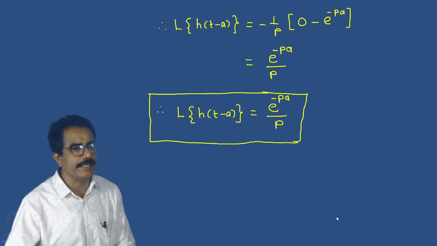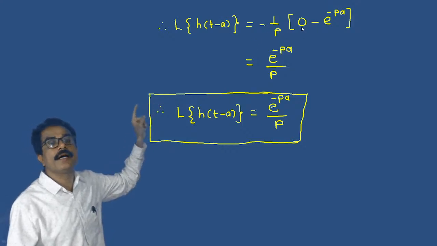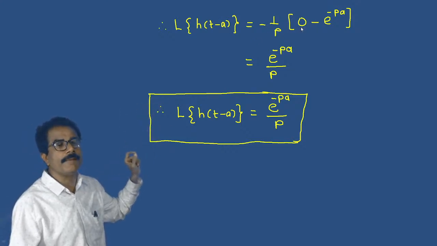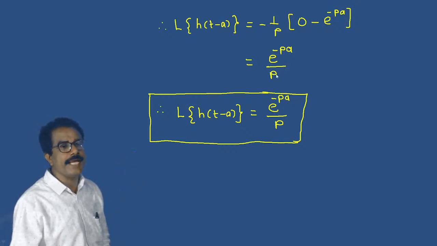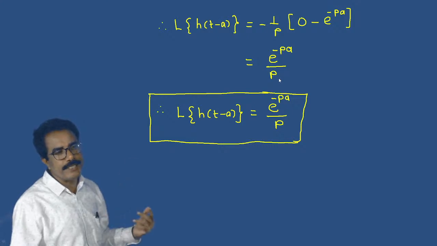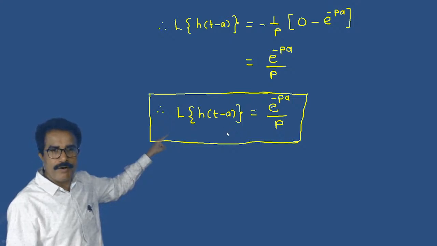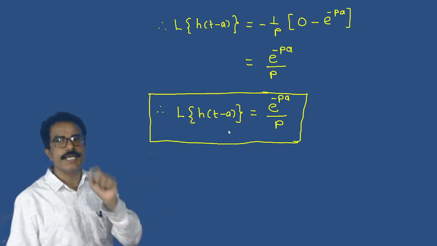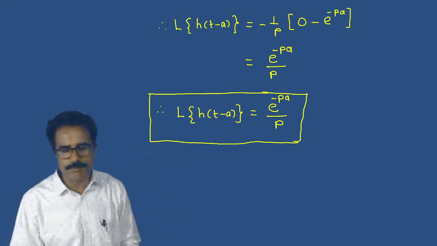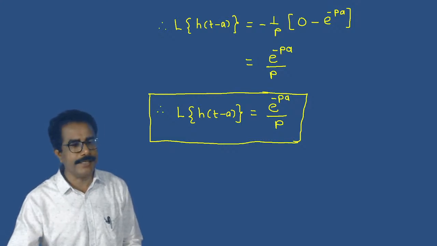So we will get here, if we put 1 upon minus p as it is, then the value of this function due to the upper limit is 0, minus the lower limit is e raised to minus pa. So e raised to minus pa divided by p, minus minus plus. So the Laplace transformation of the unit step function is e raised to minus pa divided by p.